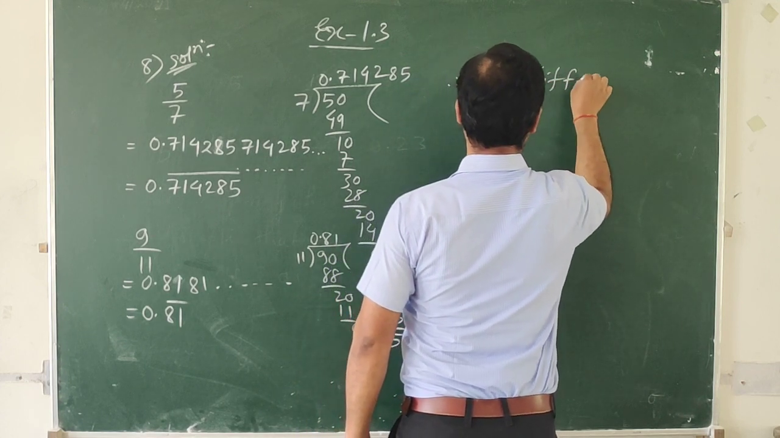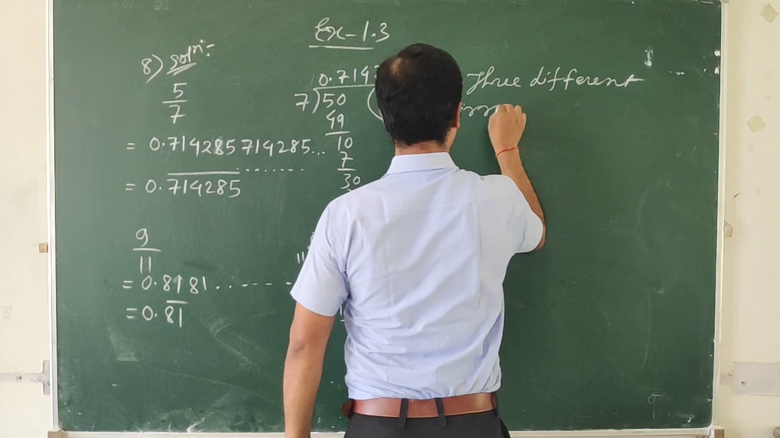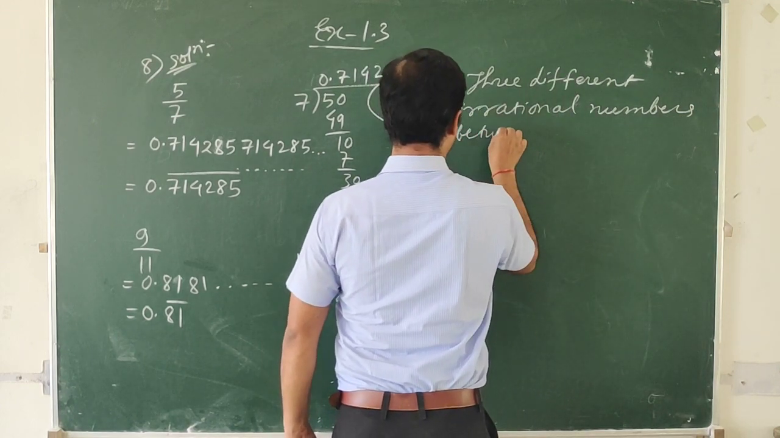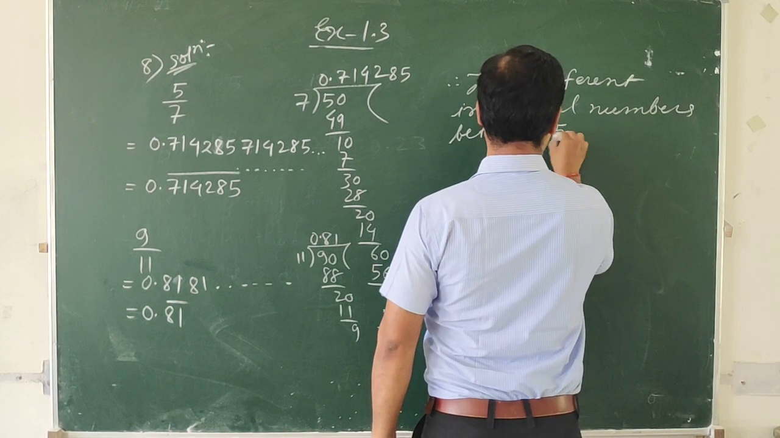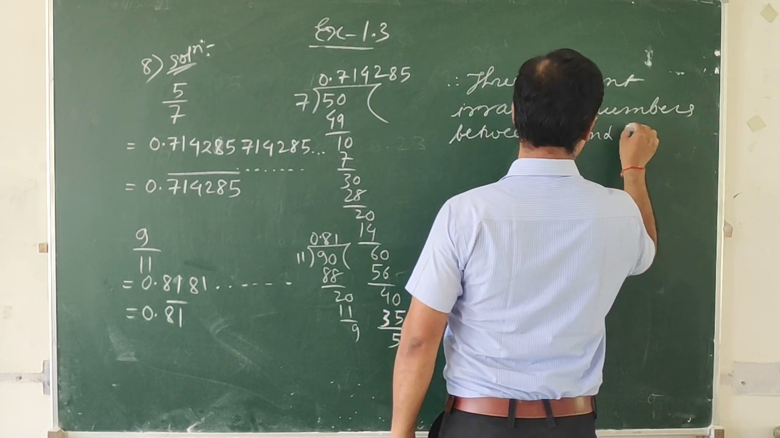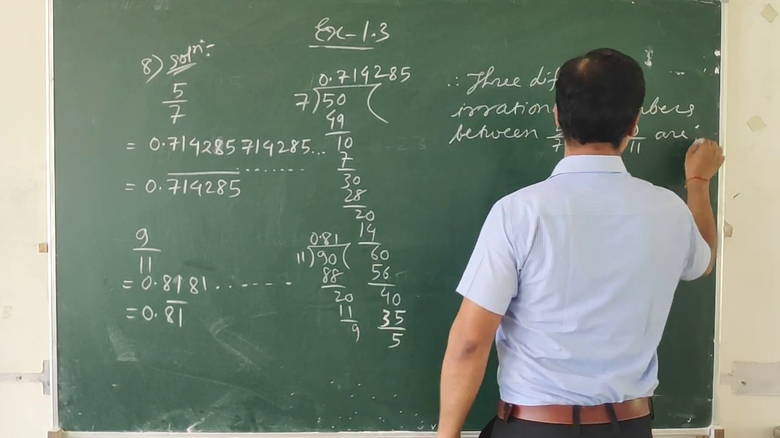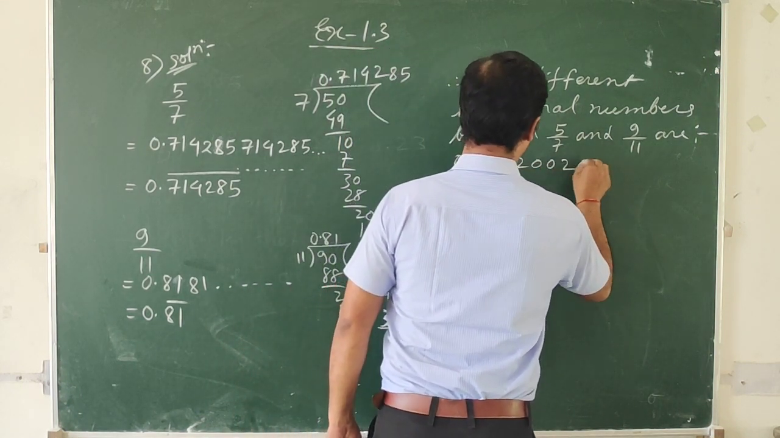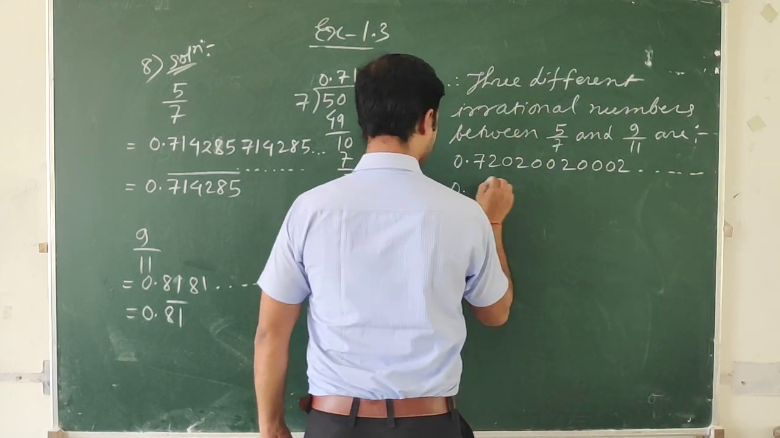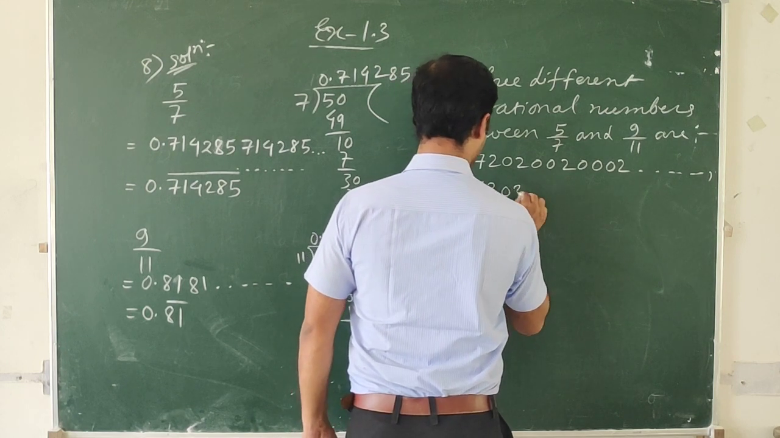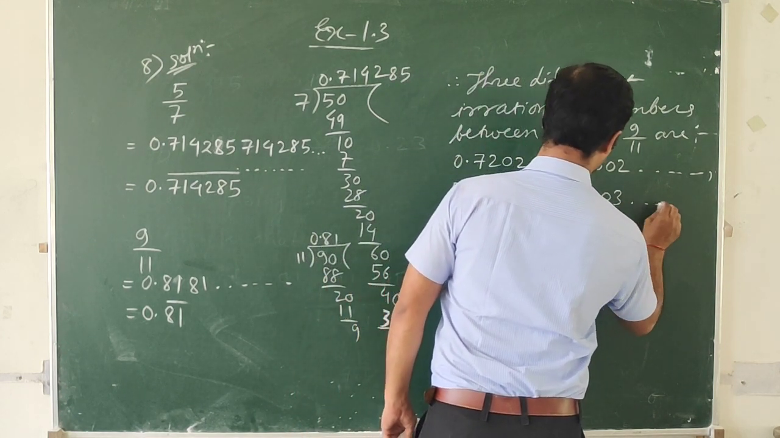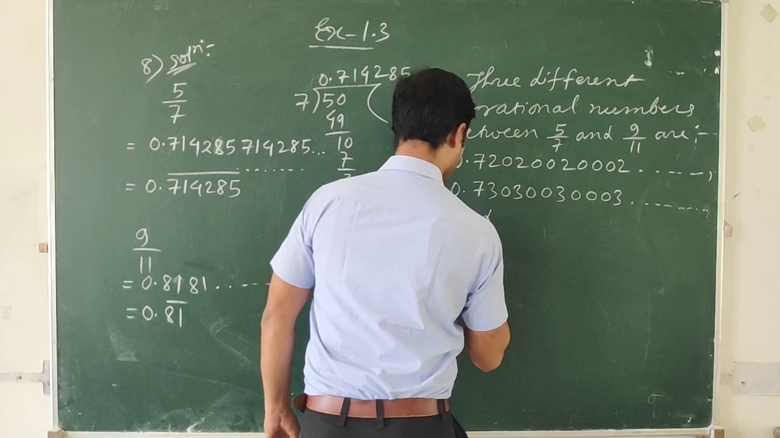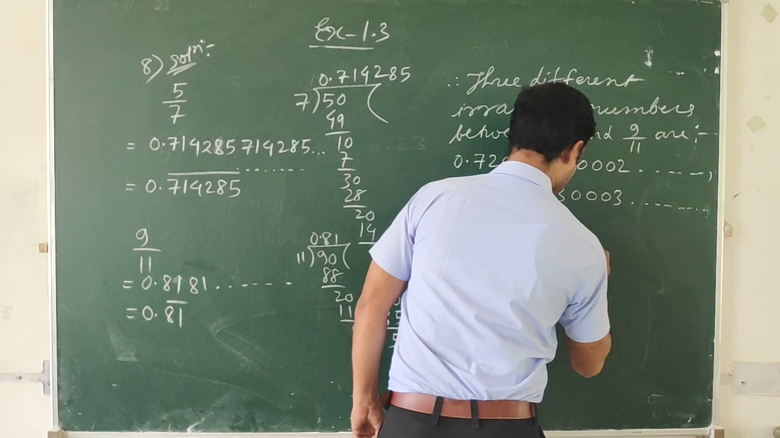Therefore, three different irrational numbers between 5 by 7 and 9 by 11 are 0.7202, 0.7303 and 0.7404, with the pattern continuing.